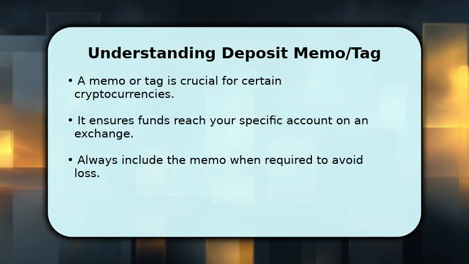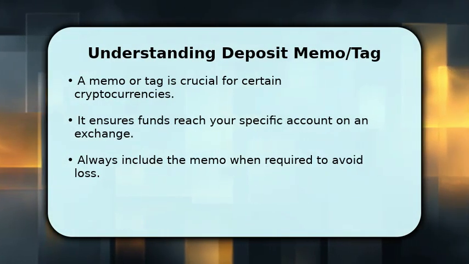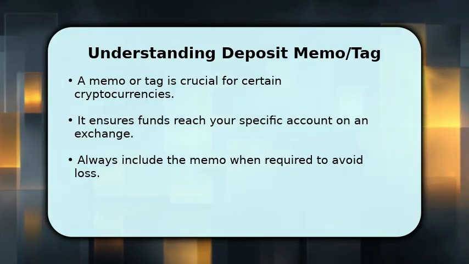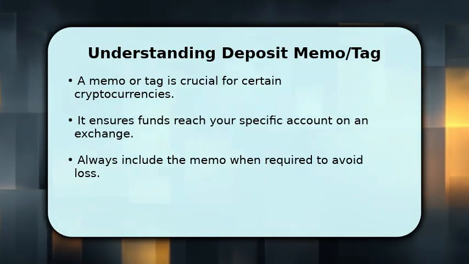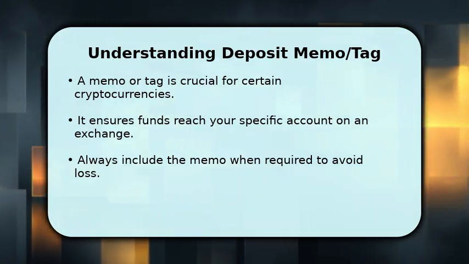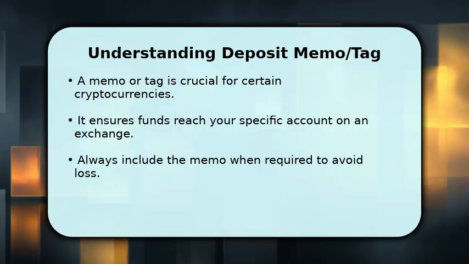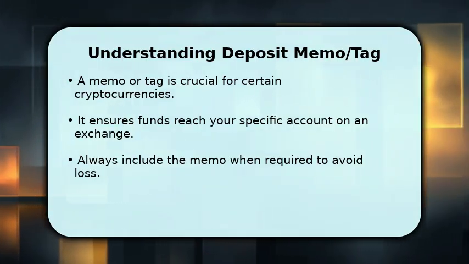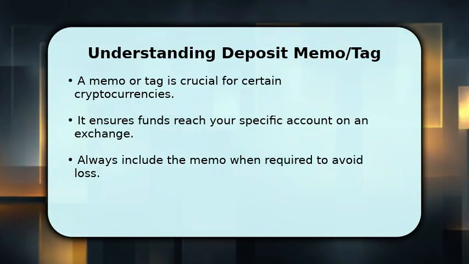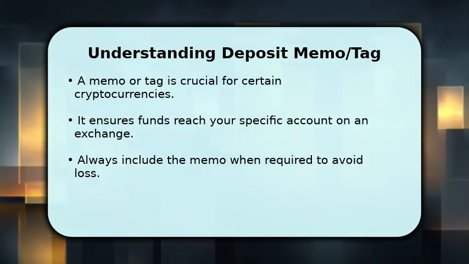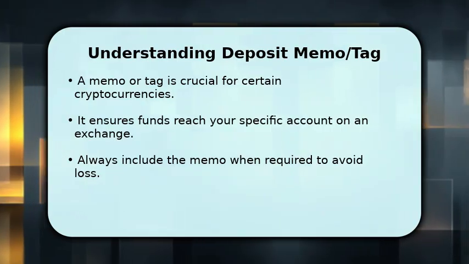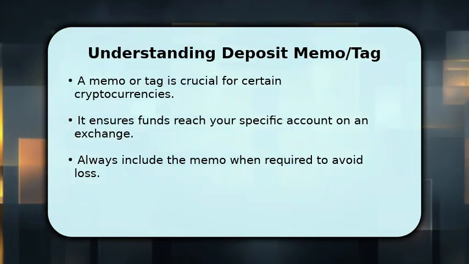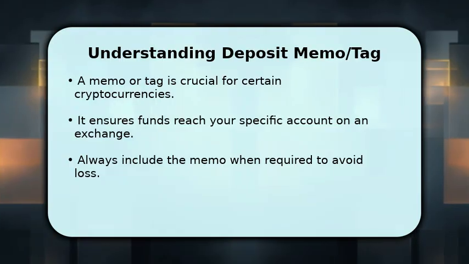For some cryptocurrencies, like XRP or Stellar Lumens, a memo or tag is also required in addition to the deposit address. This numeric or alphanumeric code helps Binance identify your specific account, especially when multiple users share a single deposit address. Failing to include the correct memo can result in your funds being lost or significantly delayed, requiring complicated recovery processes. Always check if a memo is needed.